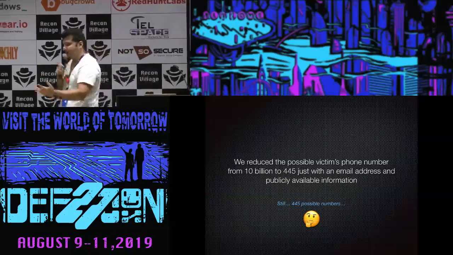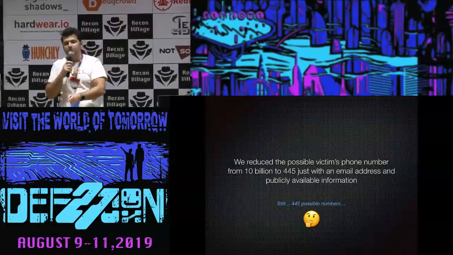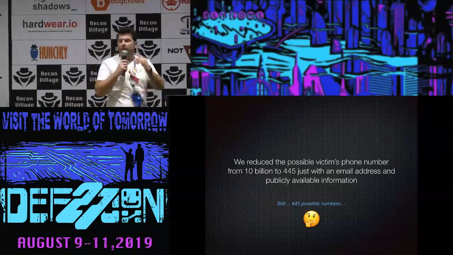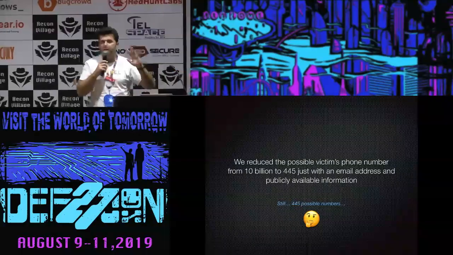Awesome. So we got from 10 million numbers to 444 by using an email address and publicly available information. This is cool again, but I wanted to find a way in which I could get the actual number of the person, without having to make any phone calls, for free, and that it only requires the email address.